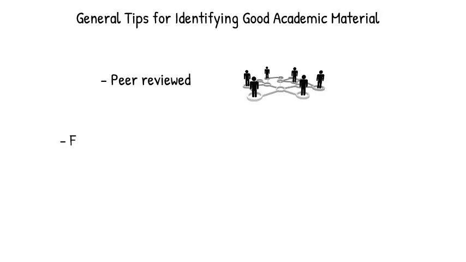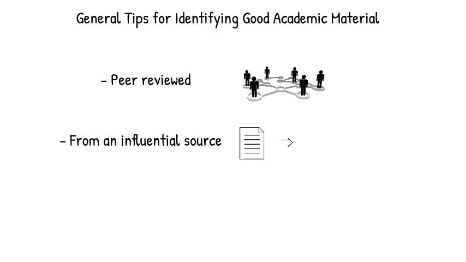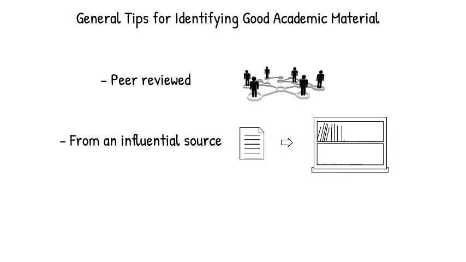Secondly, some pieces of academic material are more influential in a field of study than others. Generally, the more influential a piece is, the more likely it is that we can trust its findings, as many other academics have found it to be of high quality. One way to see how influential a piece is, is to see how many times it has been cited by other pieces of published work. This information is available for entries on most search databases.